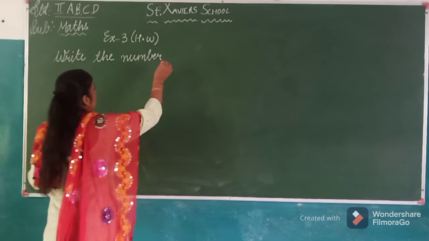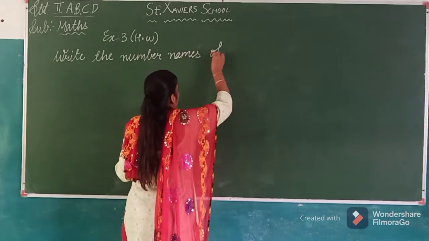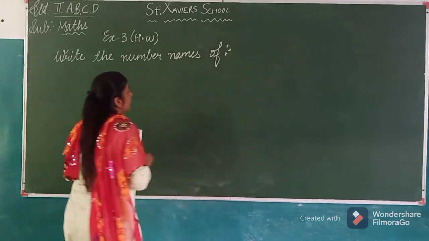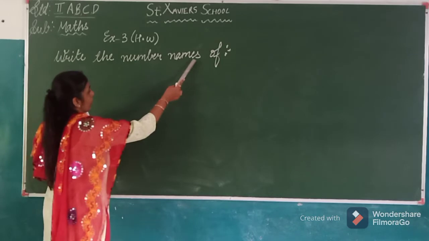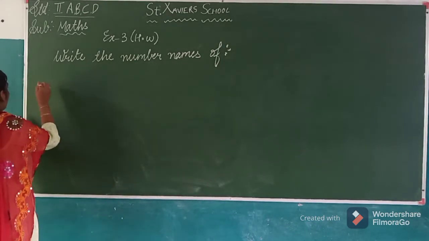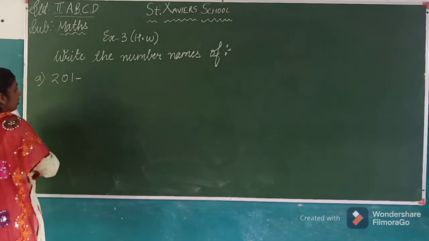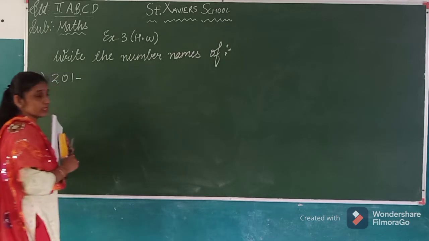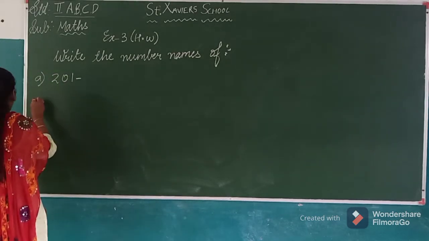writing number names of. Okay. Write the number names of. Exam में question इसी form में आएगा. Then leave one line. Write 201. Here you have to write. किस तरीके से हमको इसको name करना है number को. Then again leave one line.